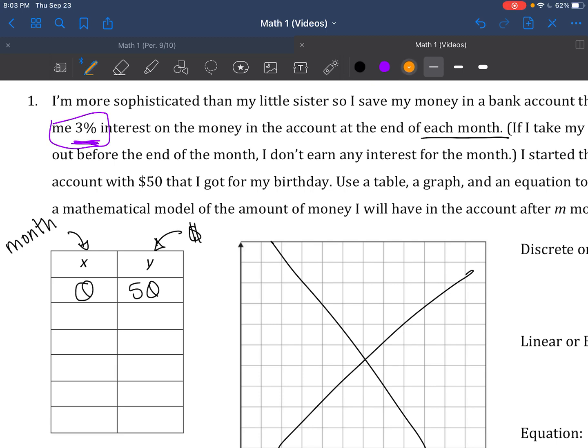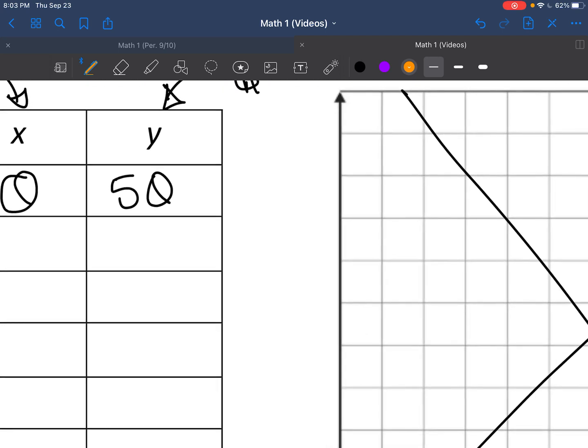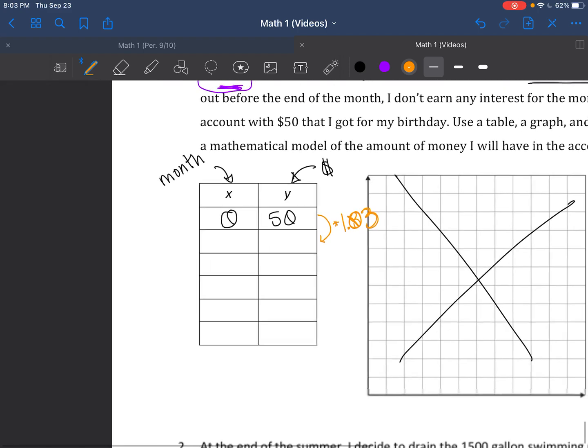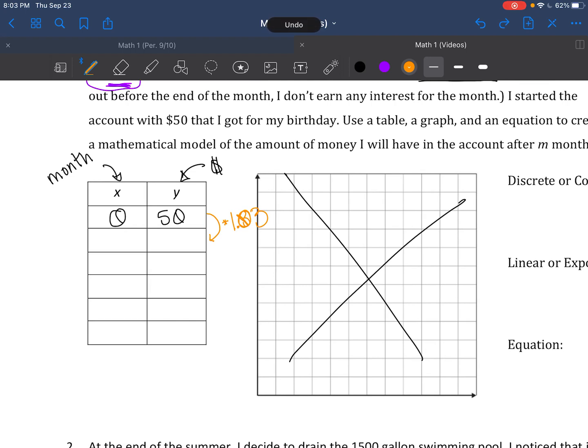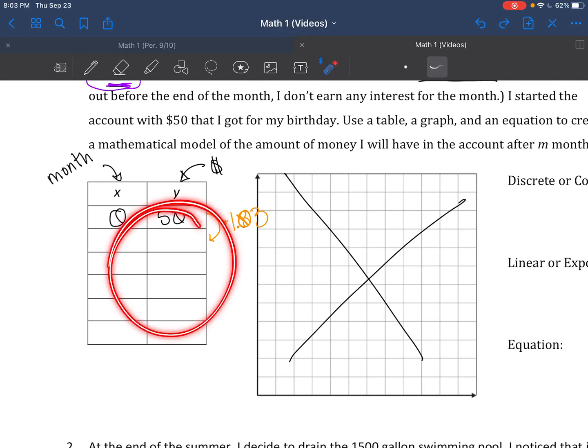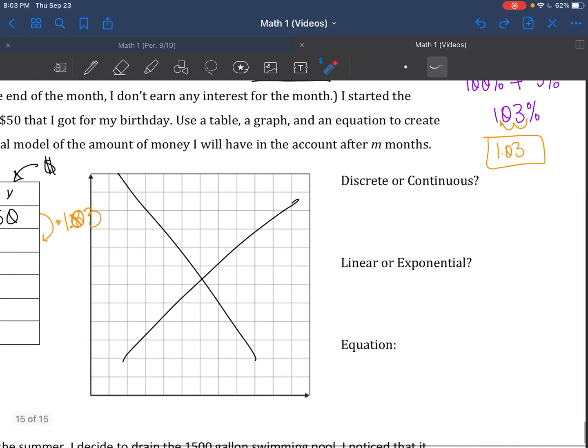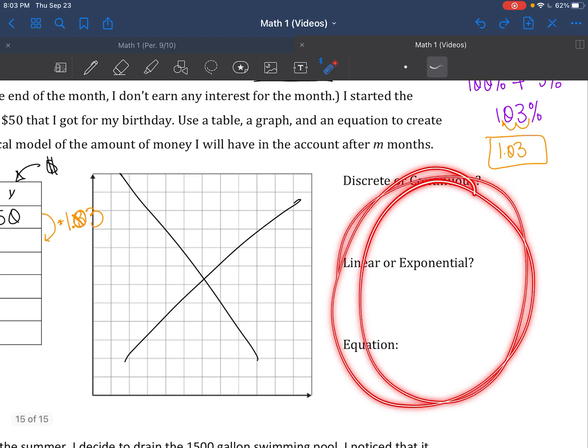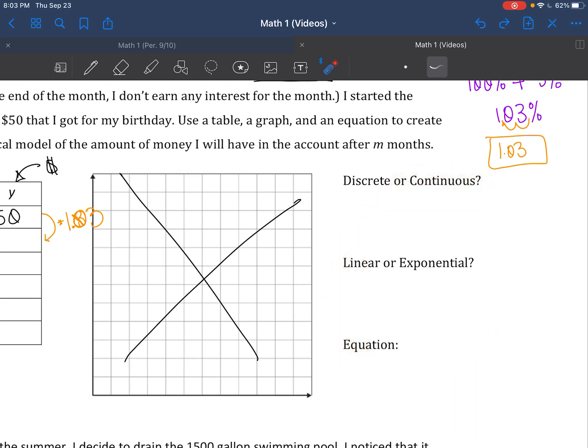When you go down the table, we are going to multiply by 1.03%. Okay, I want you to try filling out this table all by yourself, and then I want you to answer these 3 questions all by yourself, and then we'll come back together. Don't forget to pause the video.